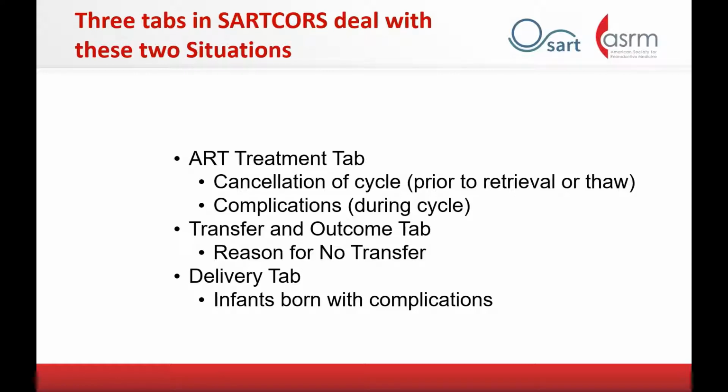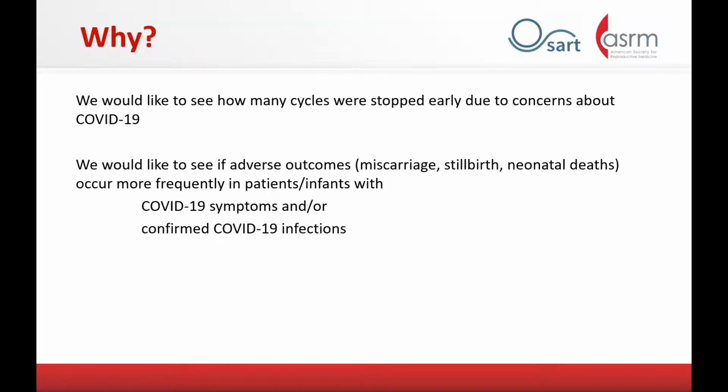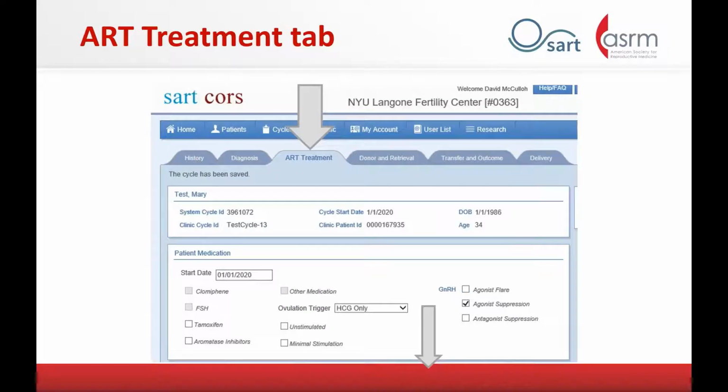And in the delivery tab, you can enter information about whether the infant was born with complications, with a positive test result or with symptoms. So why do we want to know this? Well, we want to know how many cycles were stopped early due to concerns about COVID-19, and we want to know if there were any adverse outcomes: miscarriages, stillbirths, neonatal deaths, also perhaps even a decrease in pregnancy rates. So we want to know if that occurs more frequently with patients who have COVID-19 symptoms or are confirmed COVID-19 infections. So we'll move on to the tabs.